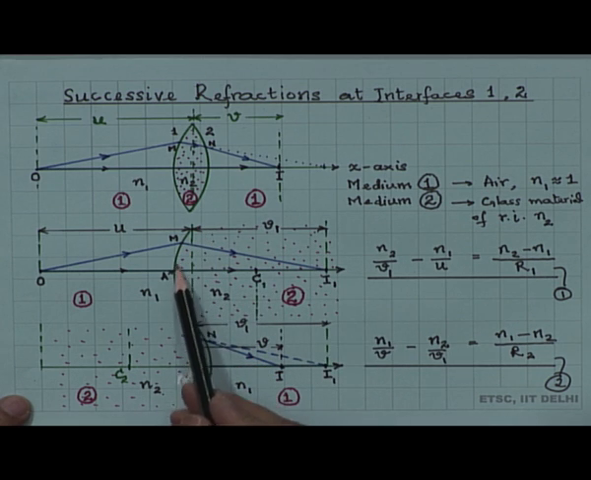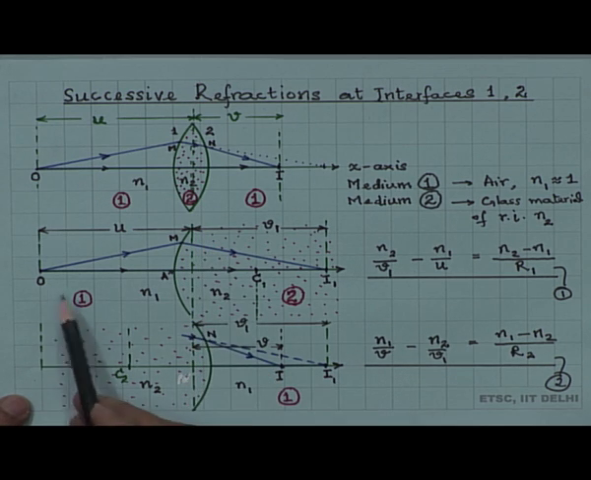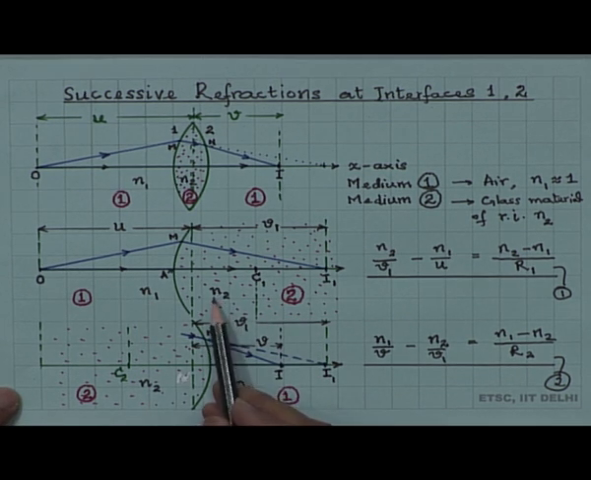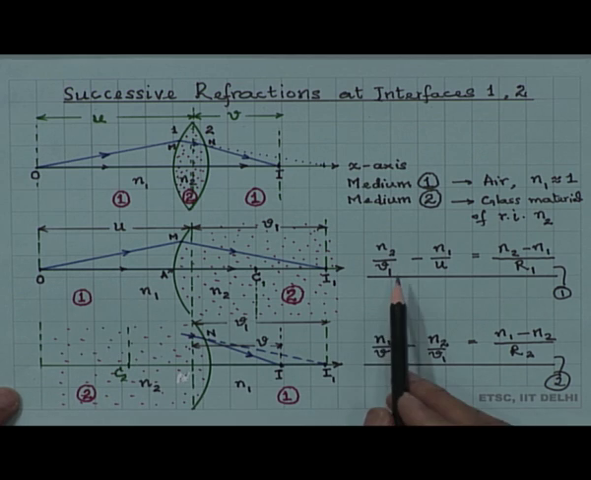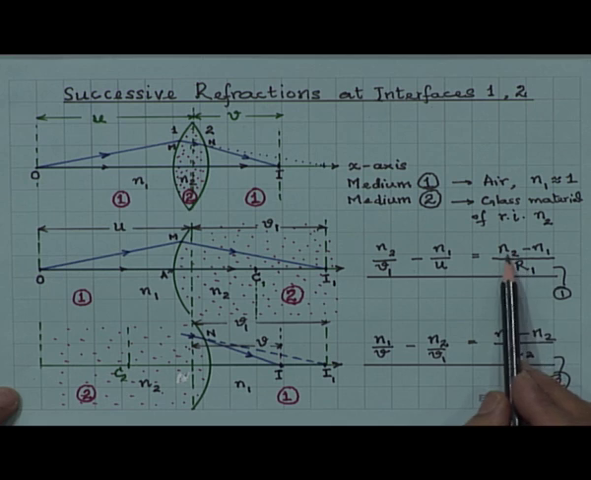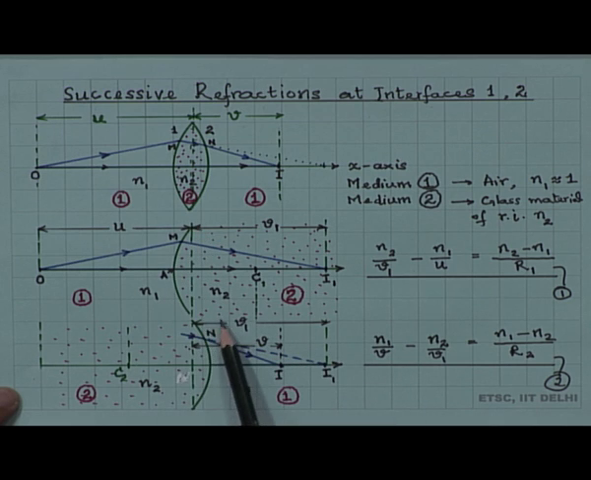Because we have already seen refraction at a single interface. The case of refraction at a single interface: first medium of refractive index n1, second medium of refractive index n2 and radius of curvature r1 here. Then we have this equation that the refractive index of the second medium divided by the image distance minus the refractive index of the first medium divided by the object distance is equal to the refractive index difference divided by the radius of curvature of the spherical surface.